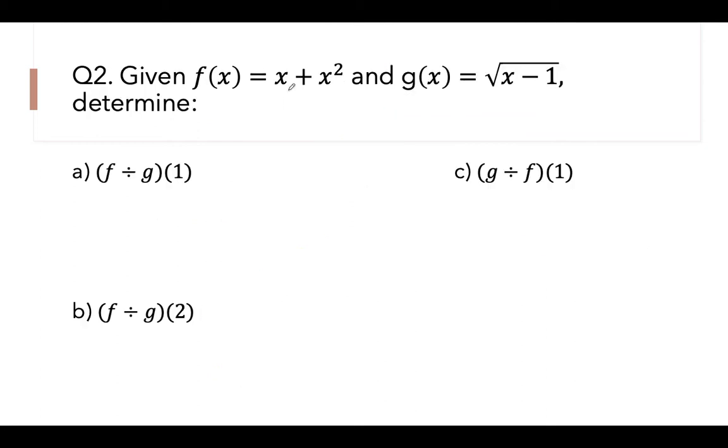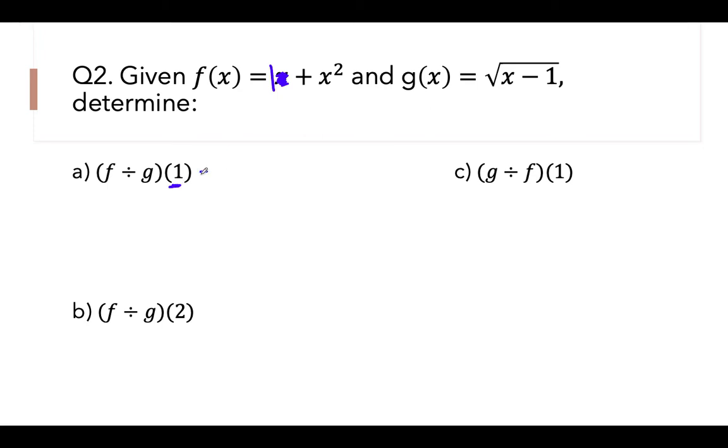Okay, given f of x, so x plus x squared, and we're also given g of x, square root x minus 1. Actually, can we replace this with 1? Okay, so 1 plus x squared. Now we're doing f divided by g, but the input is 1.